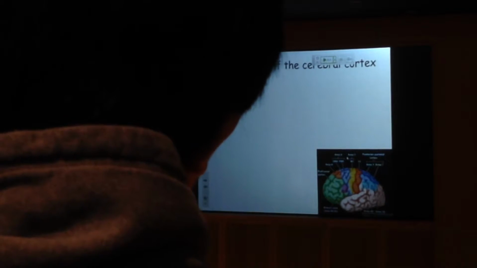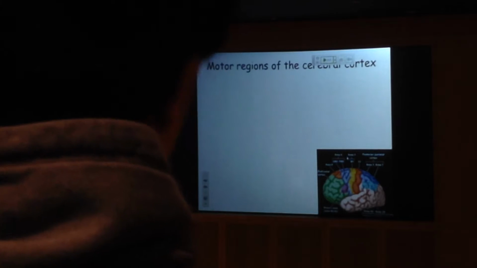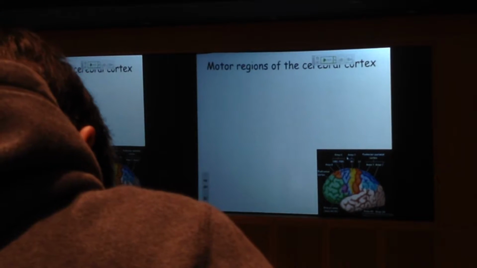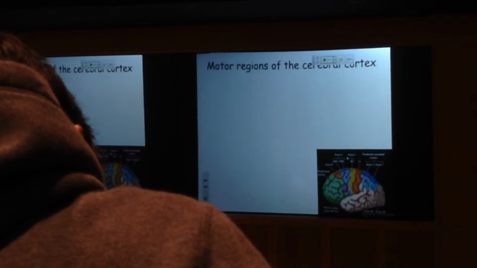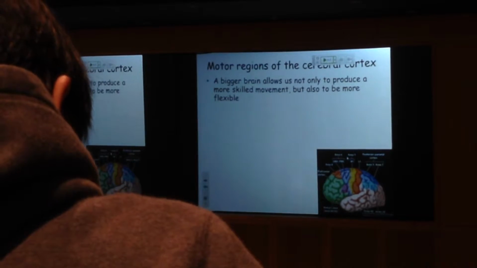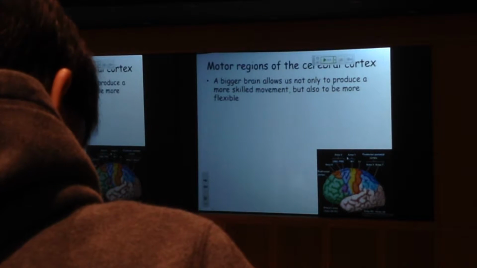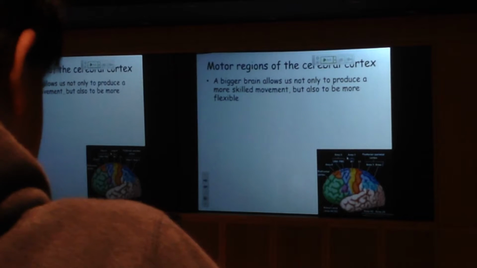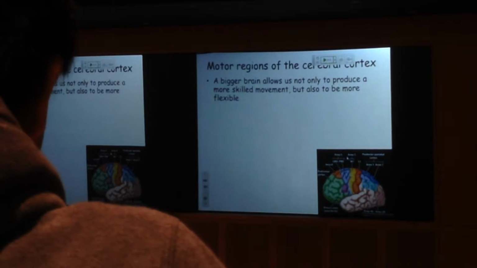Okay, so I'm going to go to a little bit more fun part of this lecture in my mind, and talk about the motor regions in your cerebral cortex. So we mentioned that our human brain really is very tuned to and developed to conduct those very skilled movements.